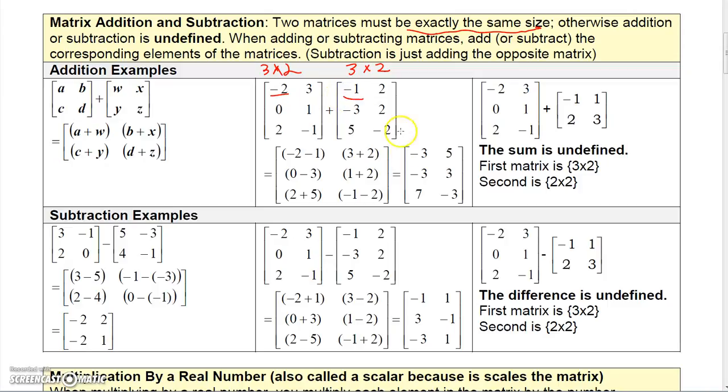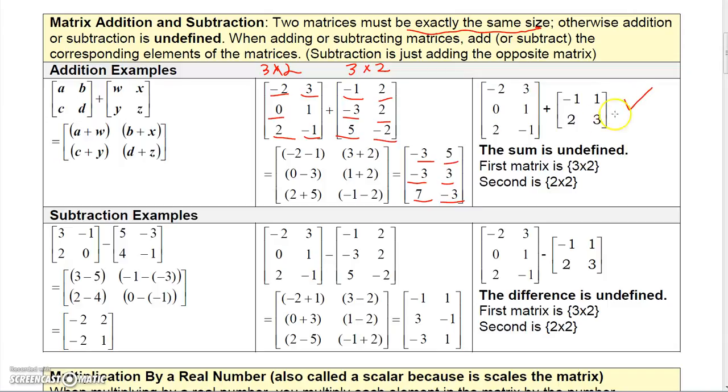-2 plus -1 is -3. 3 plus 2 is 5. 0 plus -3 is -3. And 1 plus 2 is 3. And then 2 plus 5 is 7. And then -1 plus -2 is -3.